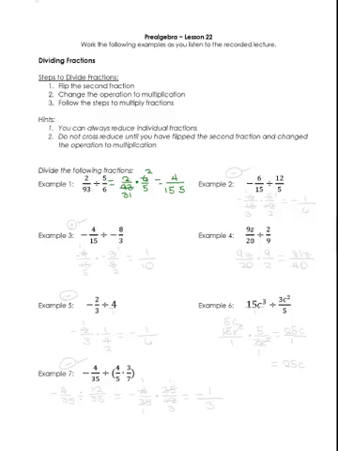Example 2. One of these numbers is a negative, but that's okay. We know with division, an odd number of negatives gives us a negative answer, so I'm just going to write it down and circle it. My answer will be negative, and I'll check that when I finish.